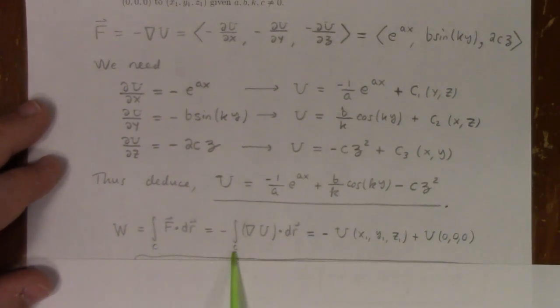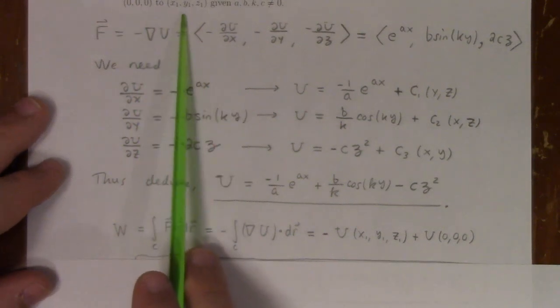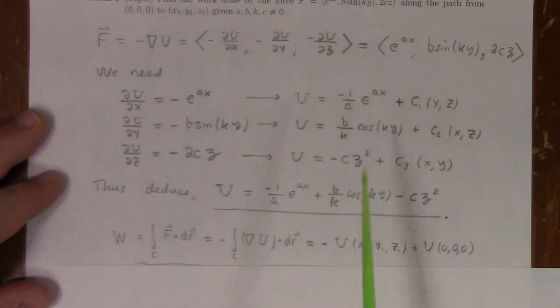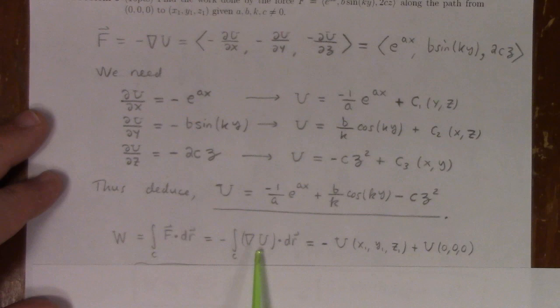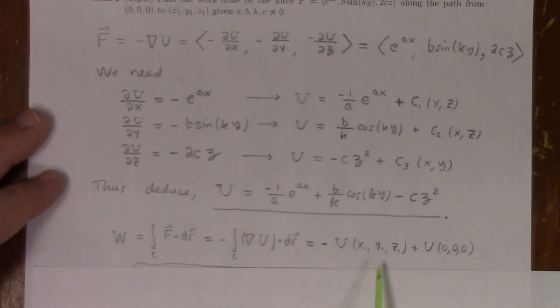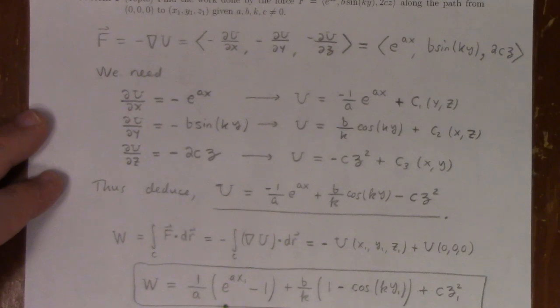Then the curve goes from the origin to (x1, y1, z1). So by the theorem that we derived in class, you get minus the potential energy of the final point plus the potential energy of the original point, and that works out to this right here. So U(0, 0, 0) gives me a minus 1 over a and a b over k, and that's 0. So I get these terms here from the origin term, and then the other ones are from the (x1, y1, z1), obviously. So there you go, that's the work done.